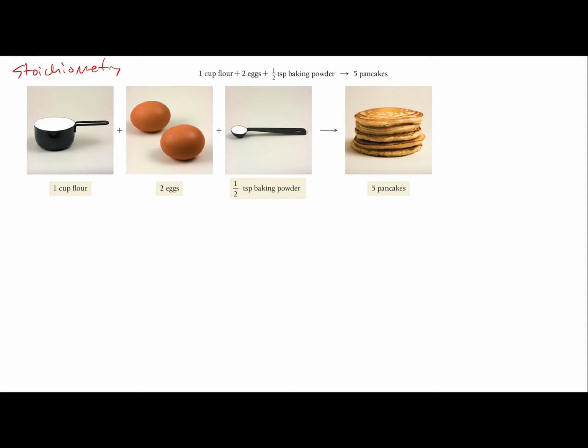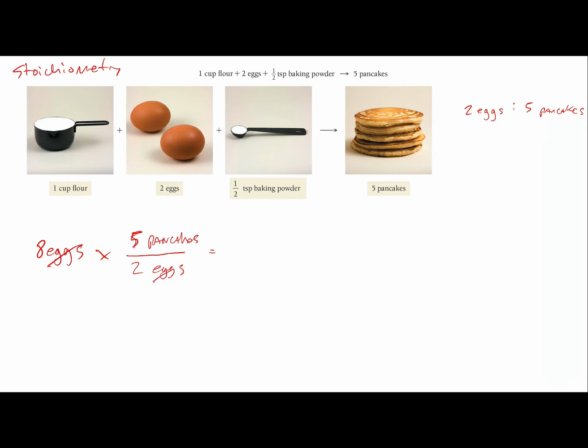Now, what this recipe shows us is that, for example, if we have 2 eggs, we definitely have enough eggs to make these 5 pancakes. And we can write this relationship as 2 eggs to 5 pancakes. And so then if I had, let's say, 8 eggs, and I wanted to know how many pancakes I could make from 8 eggs, I could use my relationship. I could remember that every 2 eggs would give me 5 pancakes.